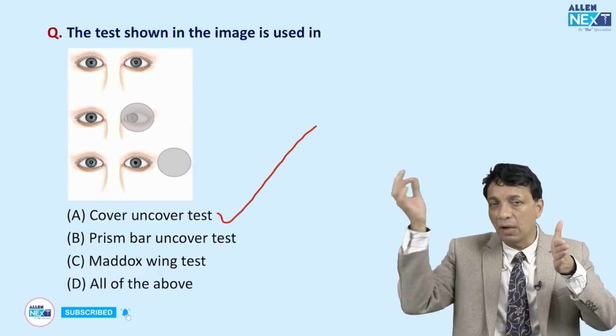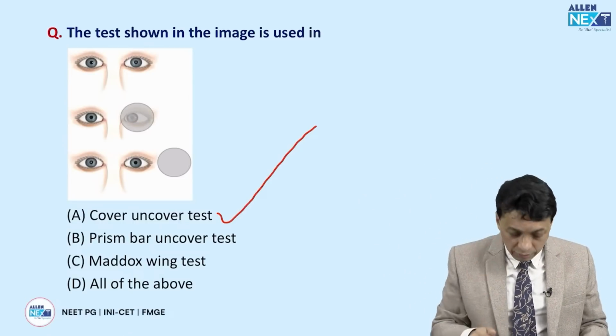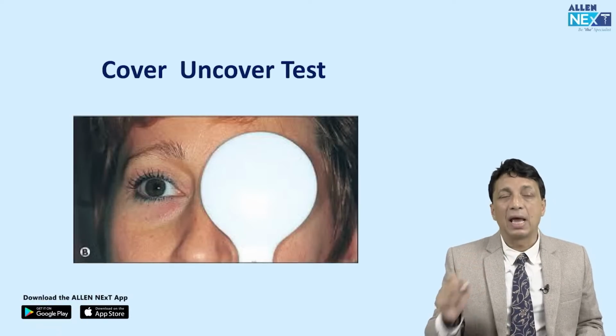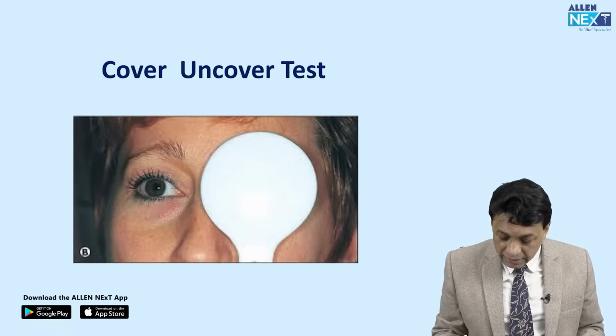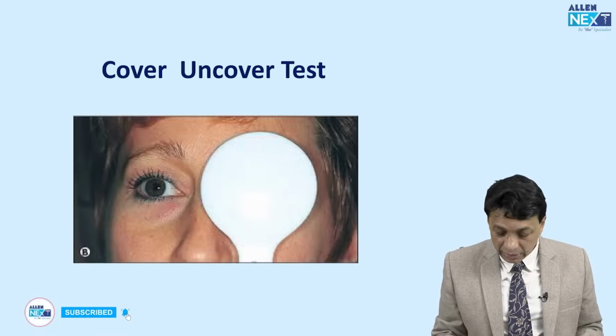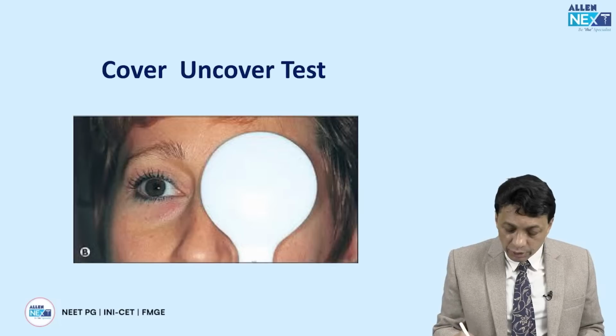And as you remove the cover, immediately the eyeball moves back to its normal position to look at the light. So this is how the cover-uncover test is performed and picks up the phoria. So what you do when you cover this eye, you cannot see what's happening behind the cover because it is opaque. When you take off the cover, look at the position of the eye.